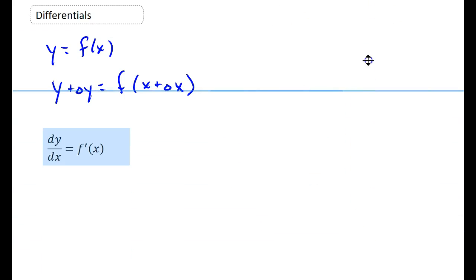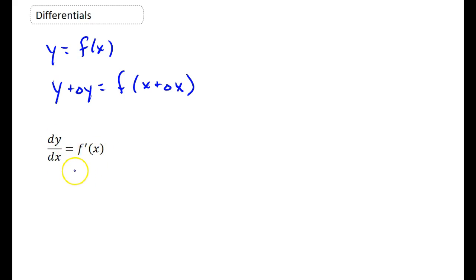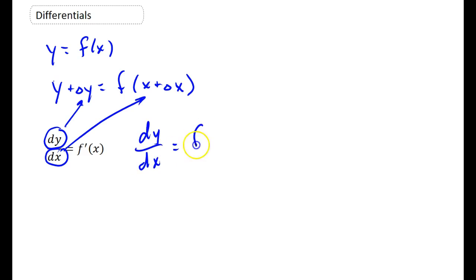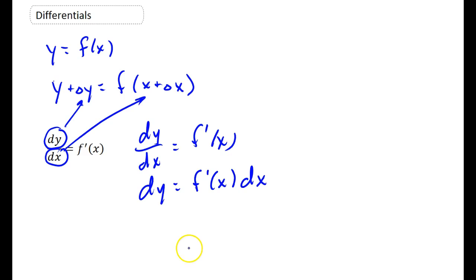Here's how it works. Remember that the instantaneous rate of change of y with respect to x is the derivative. So here's our tiny change in y, which corresponds to delta y, and here's our tiny change in x, which corresponds to delta x. Remember we started with dy over dx equals f prime of x. If I multiply both sides by dx, I get that my tiny change in y is equal to the derivative with x plugged in times the tiny change in x. So that is a differential.